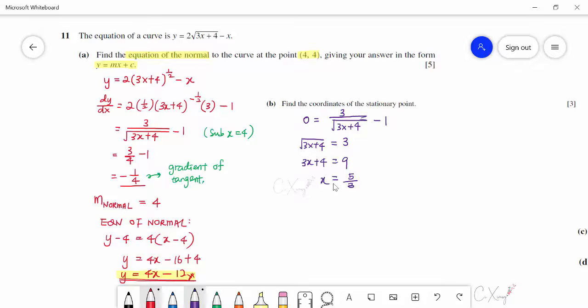Of course, we need to know the value of y as well. So you substitute this value of x into the equation for y. If you substitute it and you didn't make any careless mistake, then you have 13/3. Therefore, you can write out the stationary point. The coordinates of the stationary point are (5/3, 13/3).